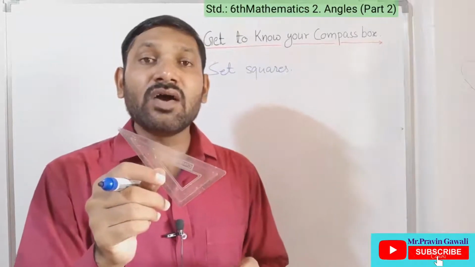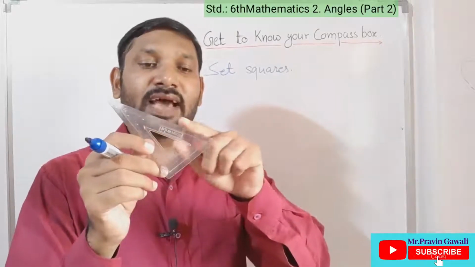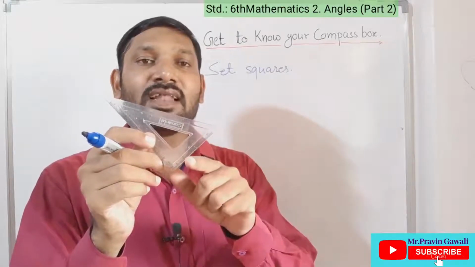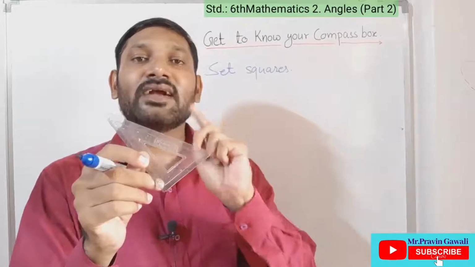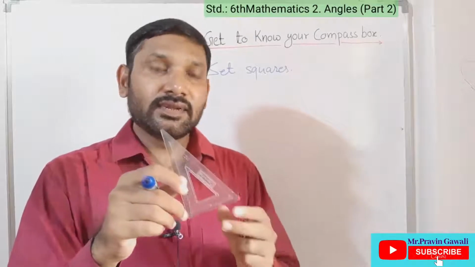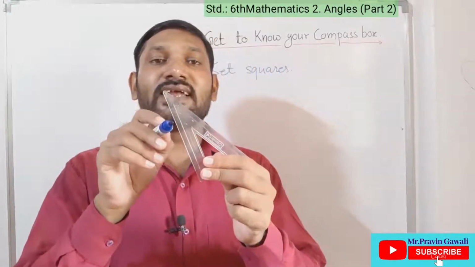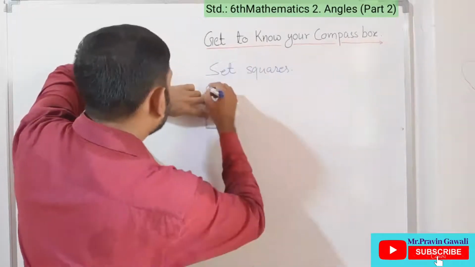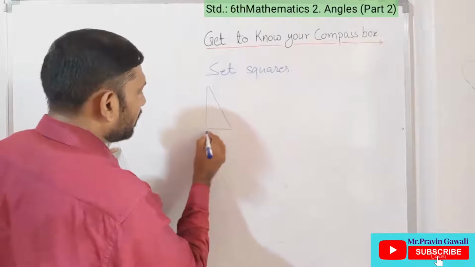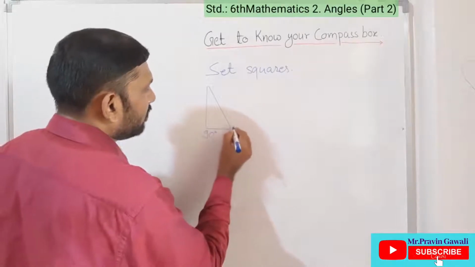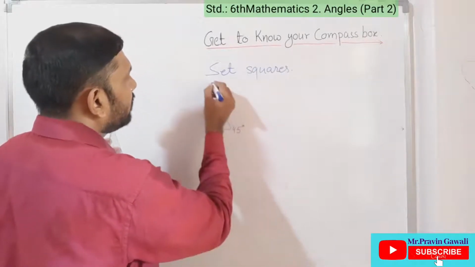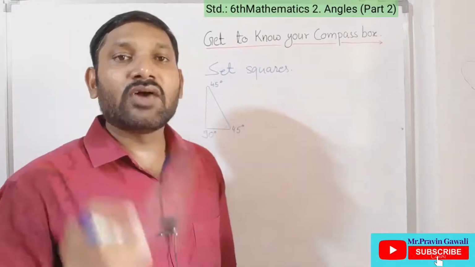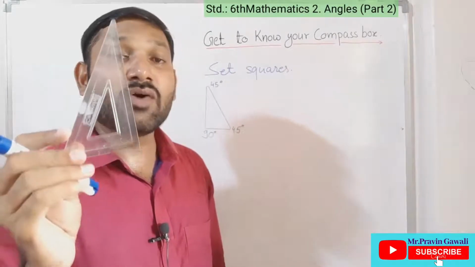If you want to draw a 45-degree angle, then directly you can draw the angle from here, by using this angle. If you draw the outline, then it will make a 45-degree angle, and this also forms a 45-degree angle. For example, see, this is 90-degree, this is 45-degree, and this is also 45-degree. Got it? Now have you learned about this set square? Very good. Now the next one.